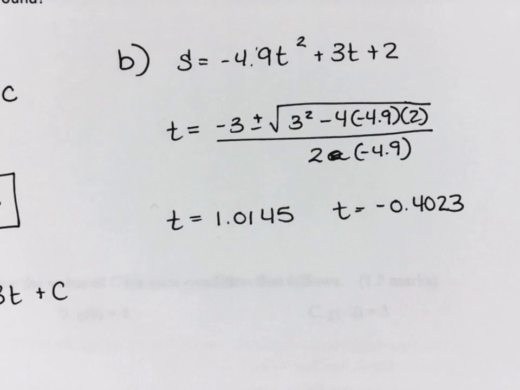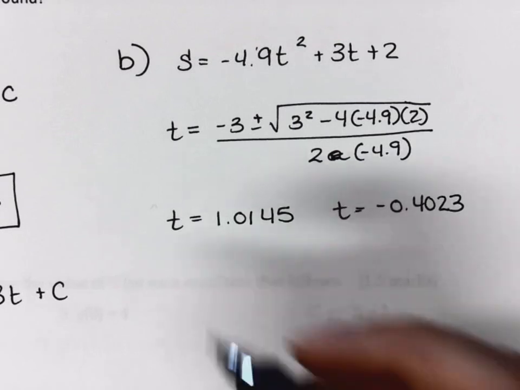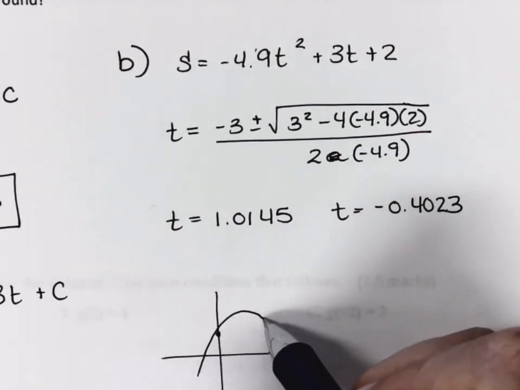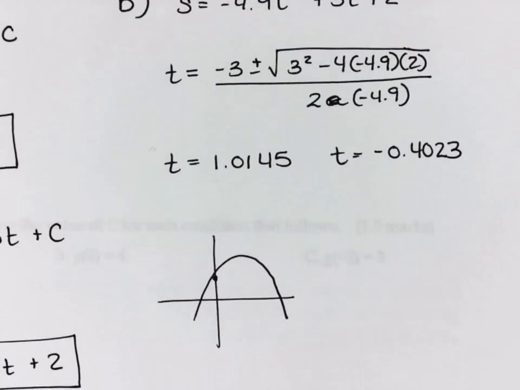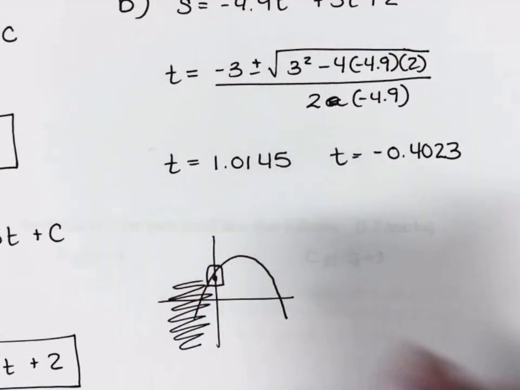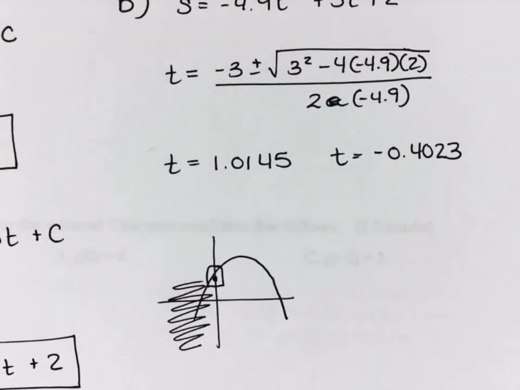Did I mess up that one? Okay, so let's talk about this in reality because we have to make a statement about which one works and which one doesn't. If we were looking at this, we know we cross at 2, we know it opens down, we know our x-intercepts. So if this is our initial, we know that this part of the graph doesn't exist. So when do we hit the ground again? It's the positive 1.01. And that is that.